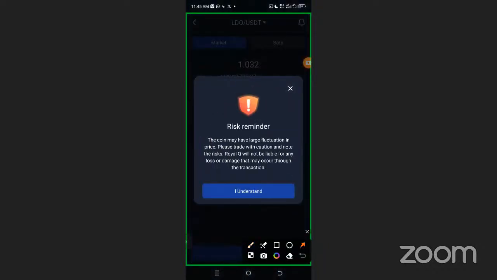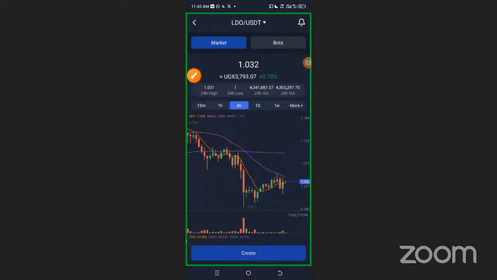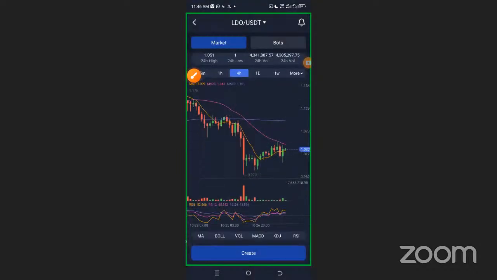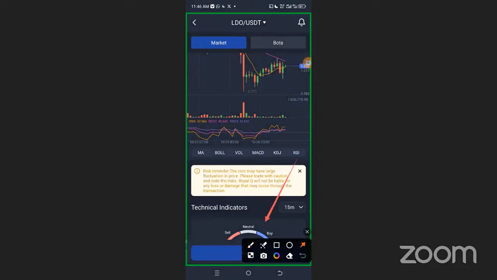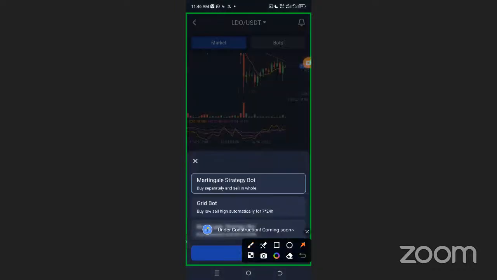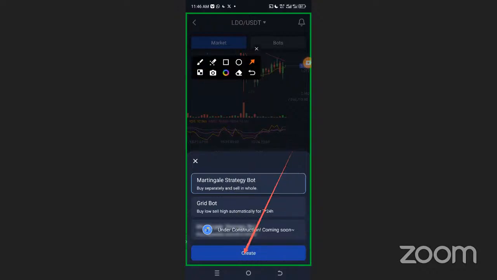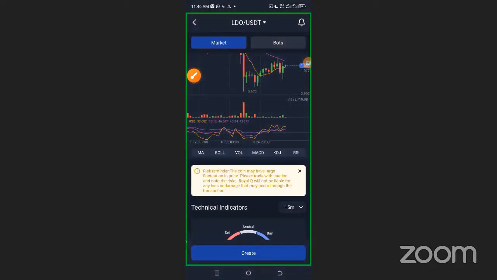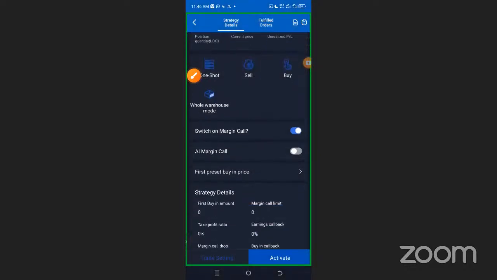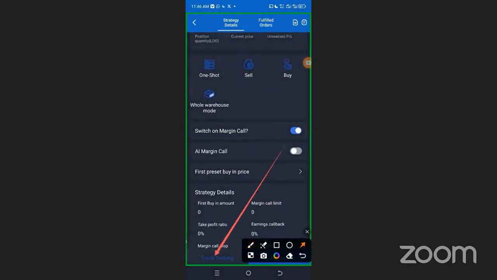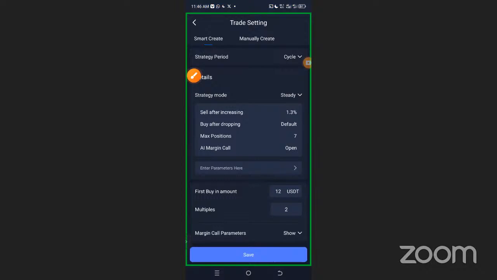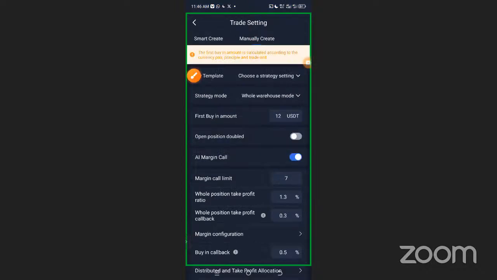Click on I understand. Then click on create down here. Then you click on create again down. Are we together? Click at trade settings. Then you click at manually create.